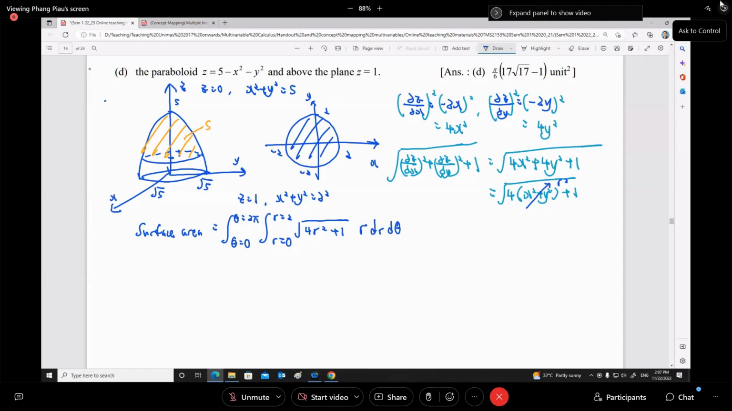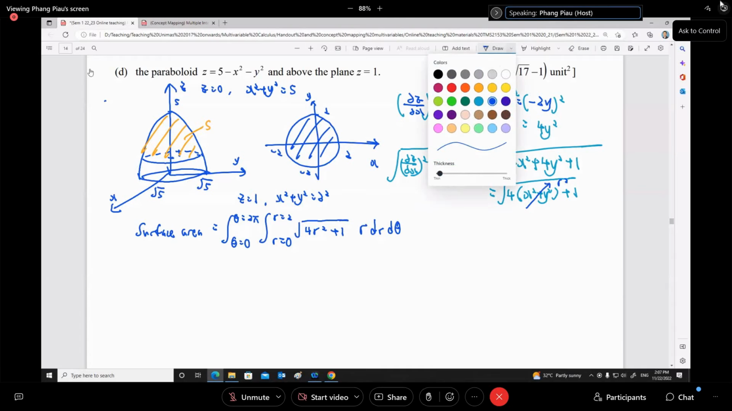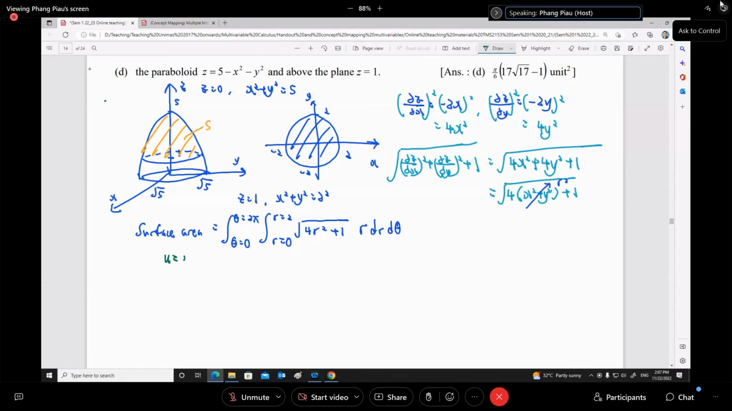Again, we have to use substitution. The substitution that we are going to use is again u equals 4r power 2 plus 1.